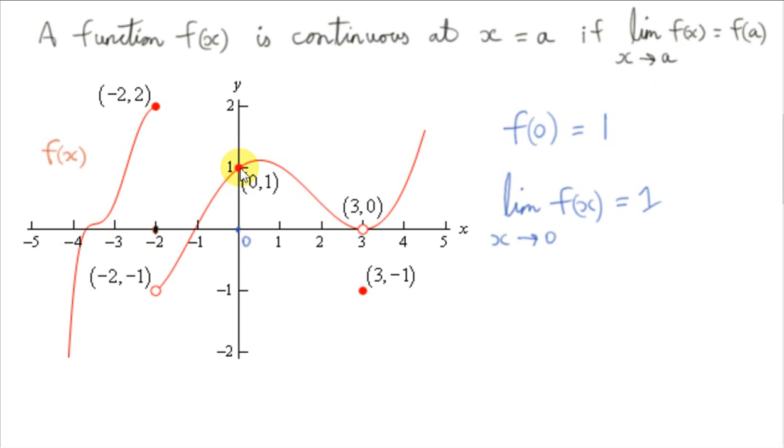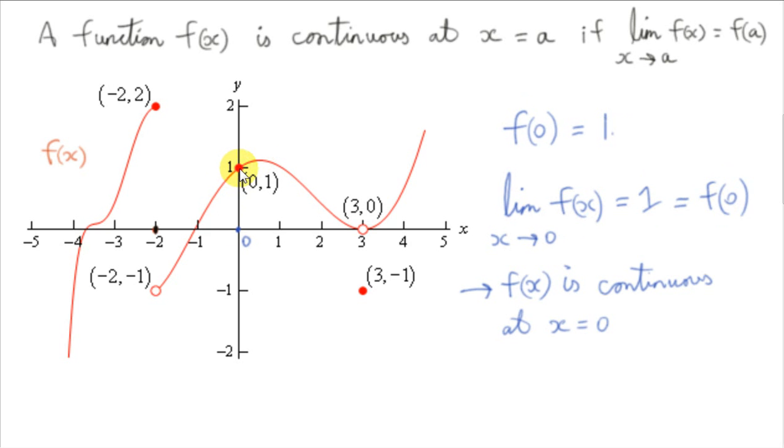Notice that f of 0 is equal to 1. Notice also that the limit as x approaches 0 from either side, either from the left or from the right, is 1. If x approaches 0 from the left, we can see the graph is approaching 1. If x approaches 0 from the right, we can see that the graph is also approaching 1. So this limit exists and is equal to 1, but 1 is just f of 0. So to get this limit, we just replace x with 0. That tells us that the function f of x is continuous at x equals 0.